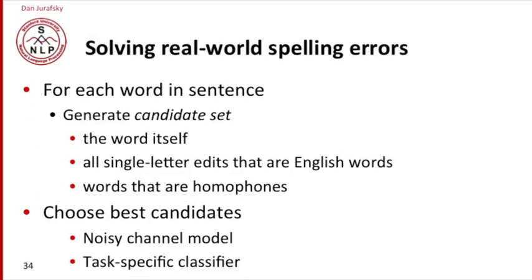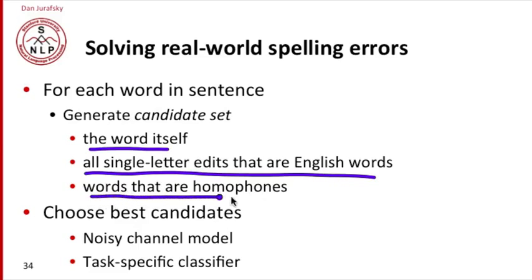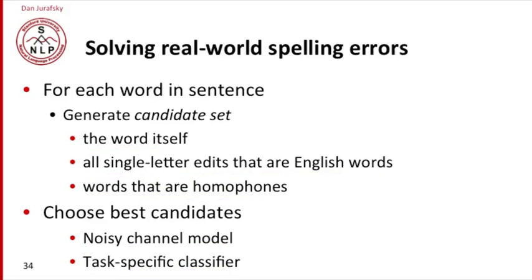Again, what we're going to do for the real word spelling error is very similar to what we did for the non-real words. We're going to generate a candidate set which includes the word itself and all single letter edits that produce English words, and maybe in some versions we'll also include words that are homophones, that sound alike. And given this candidate set for each word, we'll choose the best candidates, either using the noisy channel model, or, as we'll talk about later, more complex models that use classifiers. So let's look at that in detail.